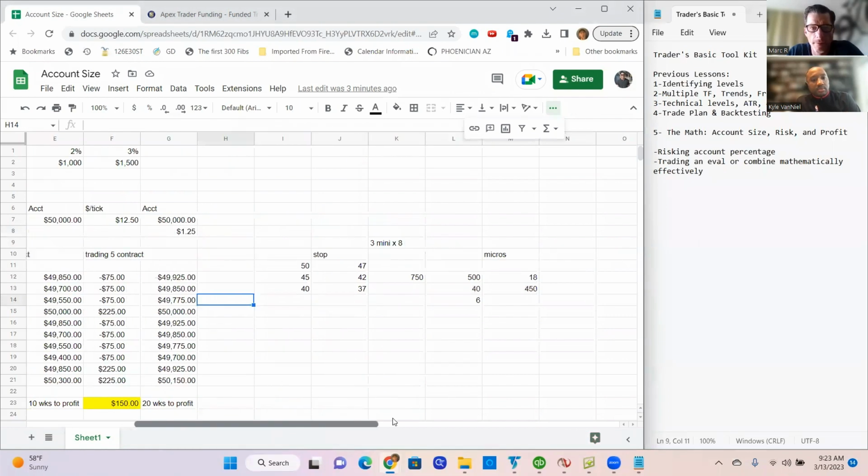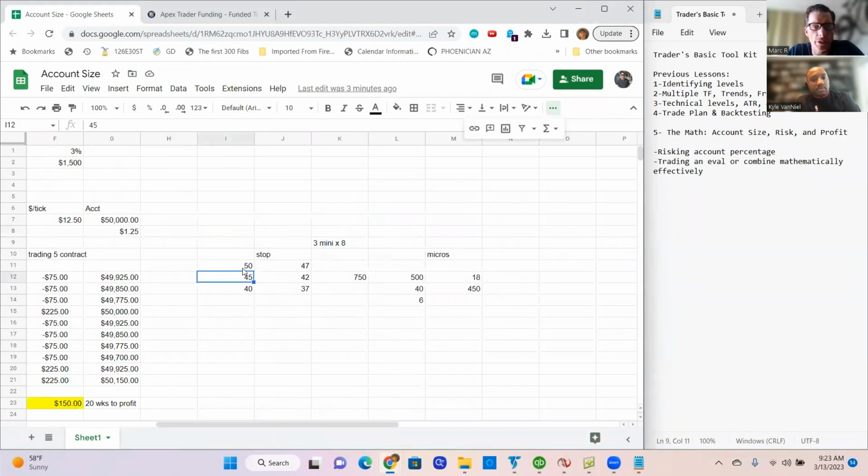So we said over here that if you're gonna average into this trade, you want to buy here, here, and here. If you get filled on all of those, your stop is going to be 3 points below your lowest entry. So if you took this 50 by itself, your stop would be at 47. If you took 45 by itself, your stop would be at 42. If you took 40 by itself, you'd be at 37.